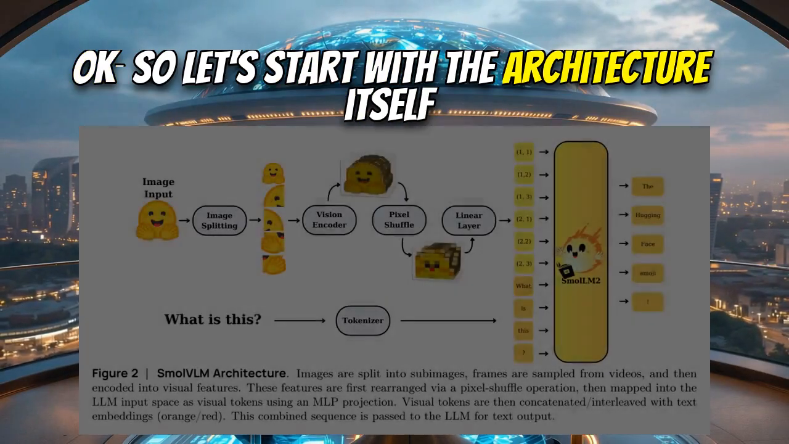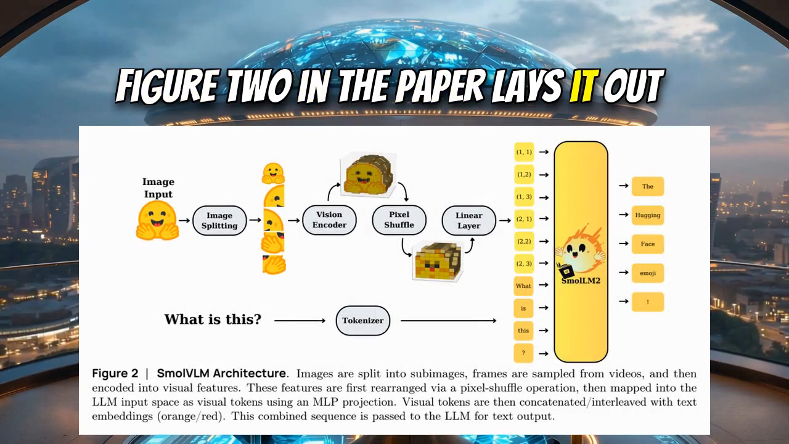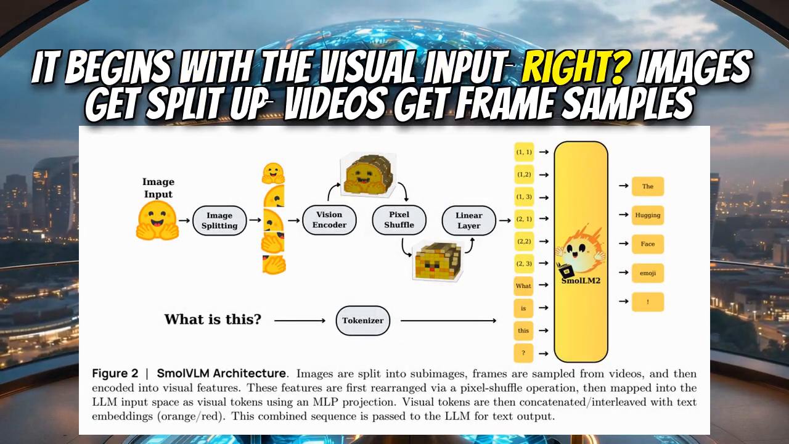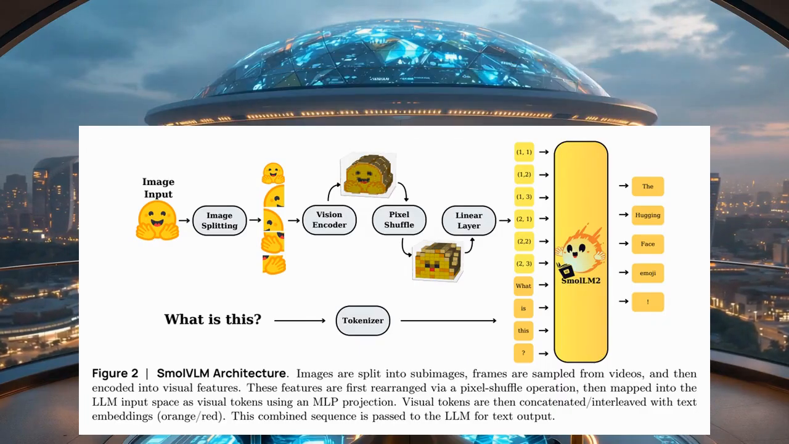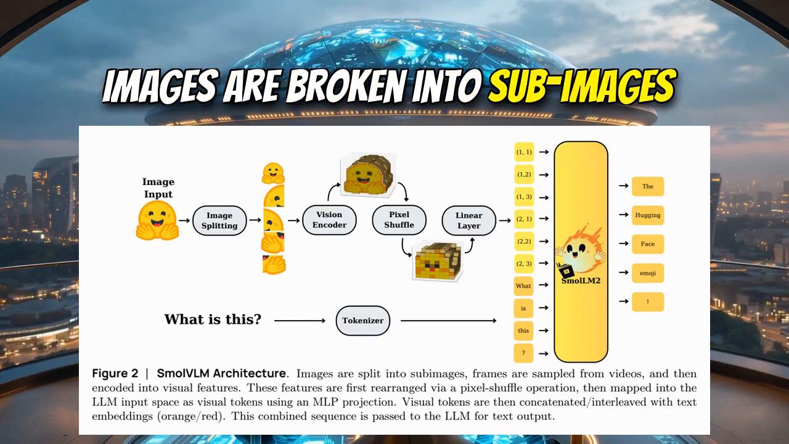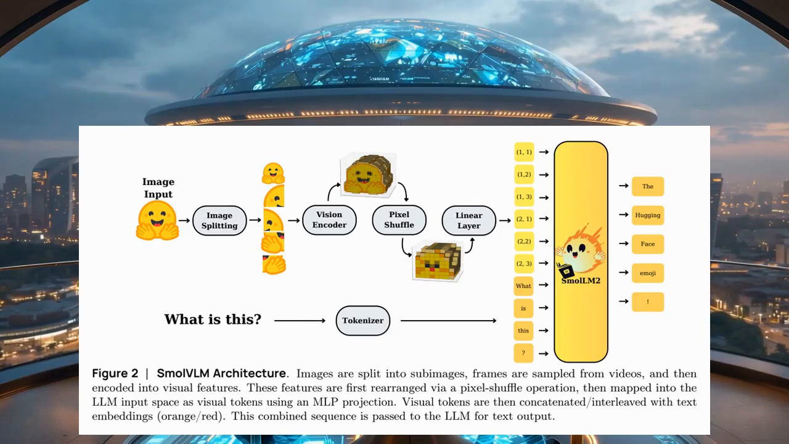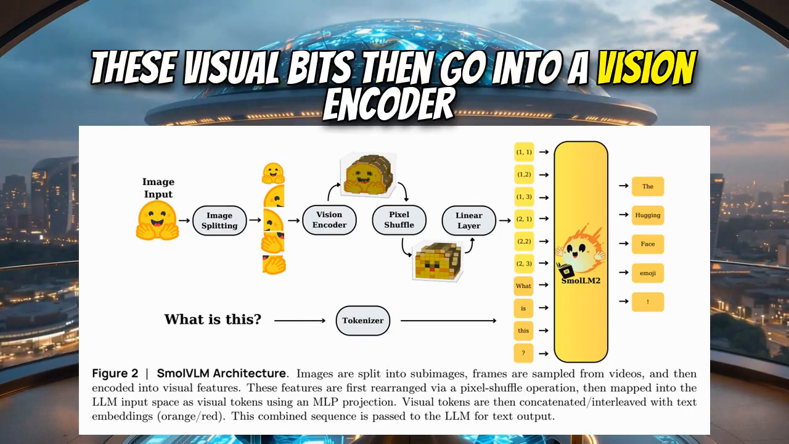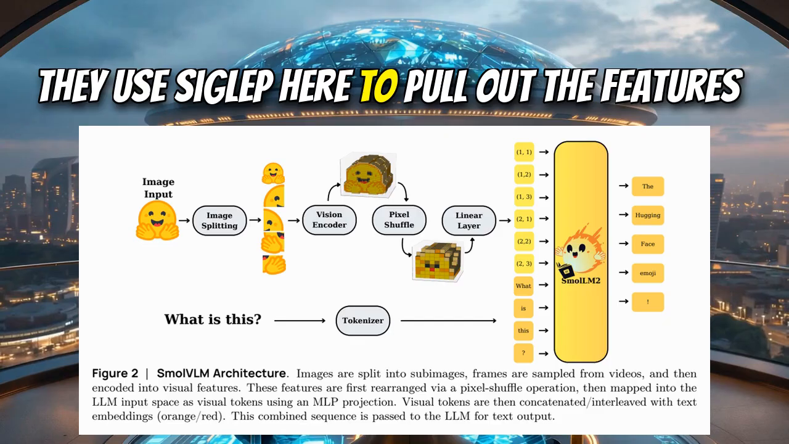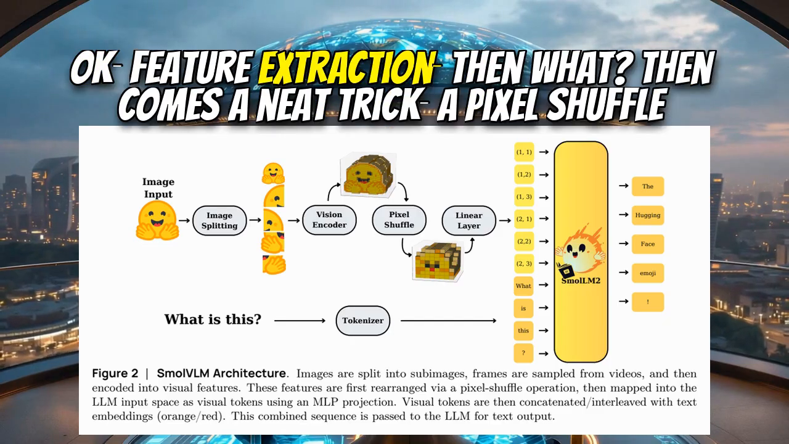Okay, so let's start with the architecture itself. Figure 2 in the paper lays it out. It begins with the visual input, right? Images get split up, videos get frame sampled. Yep, standard stuff so far. Images are broken into sub-images, and for video, they just sample frames. These visual bits then go into a vision encoder. They use SigLIP here to pull out the features. Okay, feature extraction. Then what?